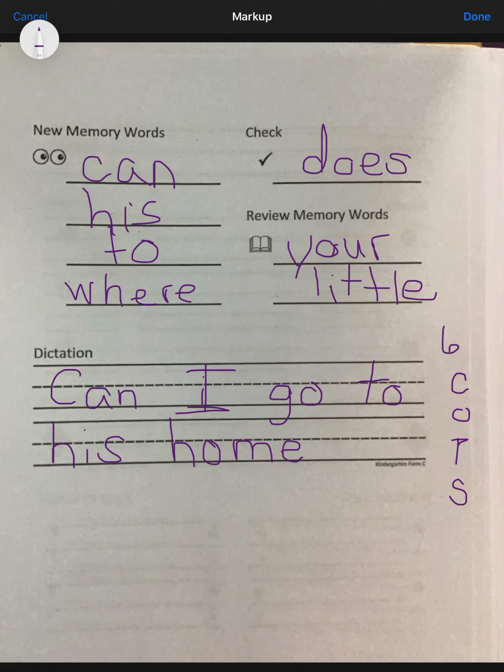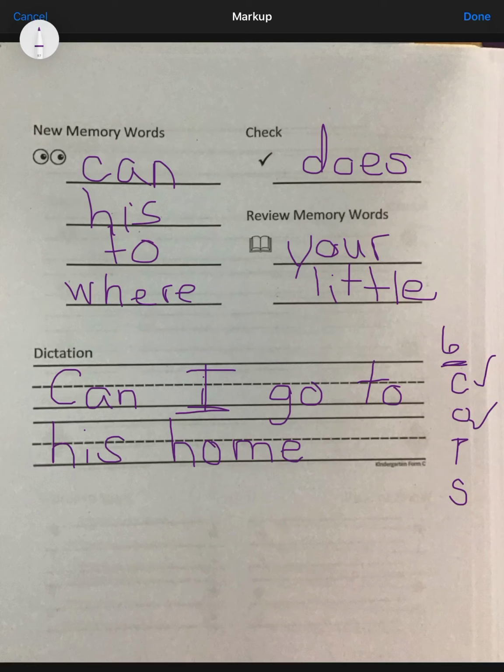I'm going to do my cops and check myself, okay? Do I have a capital to start with? Yep, that C is bigger. Are they in order? Can I go to his home? Yep. Do I have all 6 of those words there? 1, 2, 3, 4, 5, 6. I do. Good. Punctuation. Well, this is why I stopped.